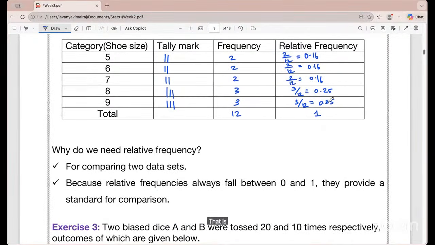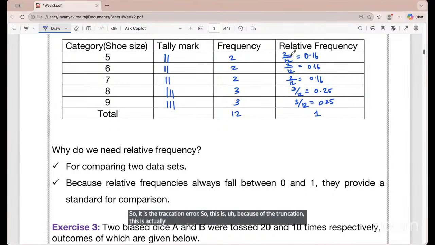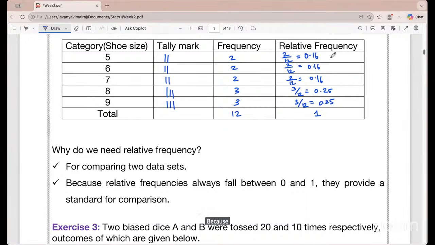That is because we have truncated it, right? So what is 2 by 12 actually? 0.666 and so on, right? So it is the truncation error. This is actually 1. If you are just adding 2 by 12 plus 2 by 12 plus 2 by 12, everything, it's automatically going to be 1. It is because of the truncation error happening here, because a long decimal value is coming up.